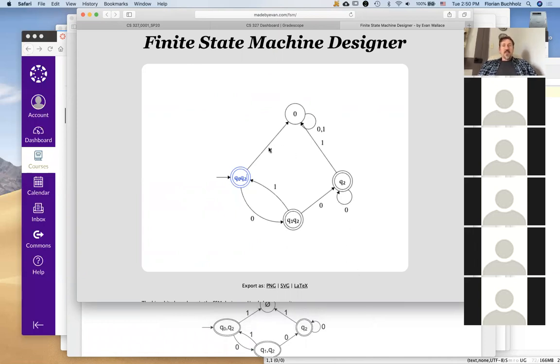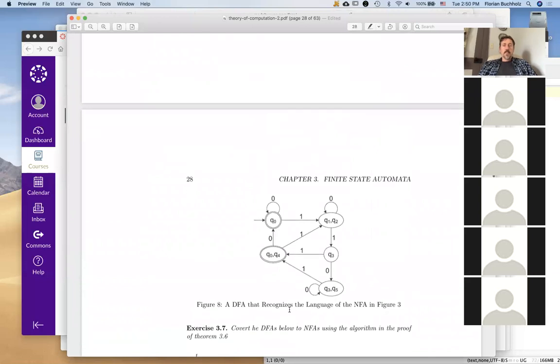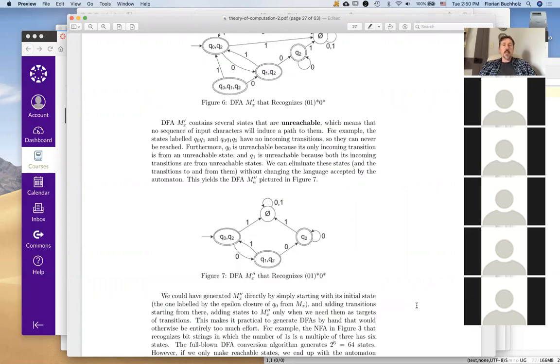So these rules are a little bit complicated as to how to draw these arrows. Plus, it's also a lot to do this power set. So there's actually a more straightforward way to do this. Because if you continue on, so this DFA that recognizes the language of the NFA in figure 3, well, let's take a look at figure 3.